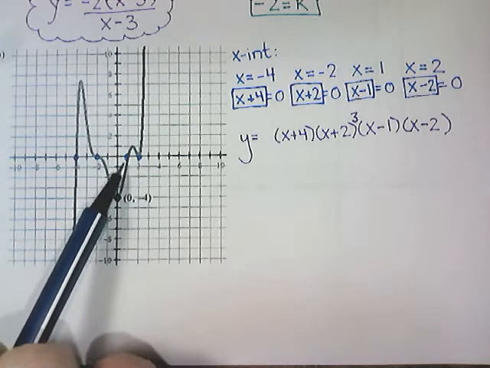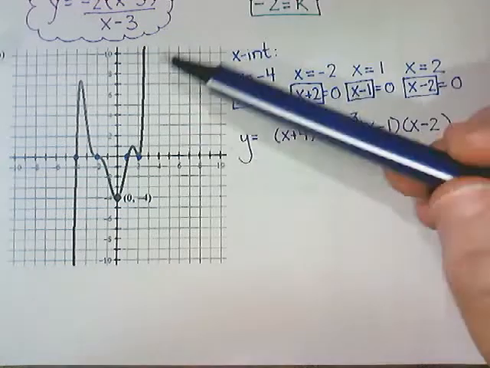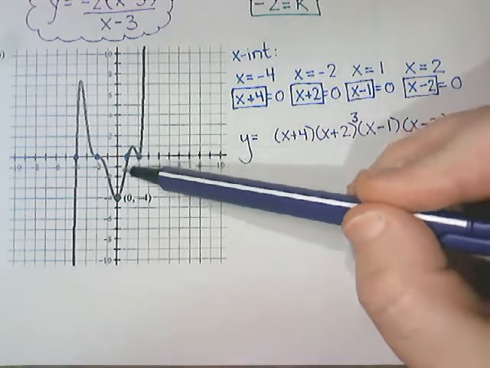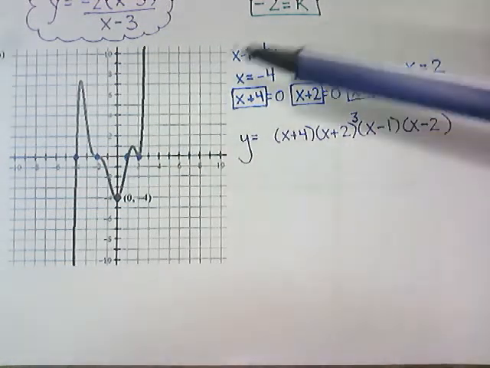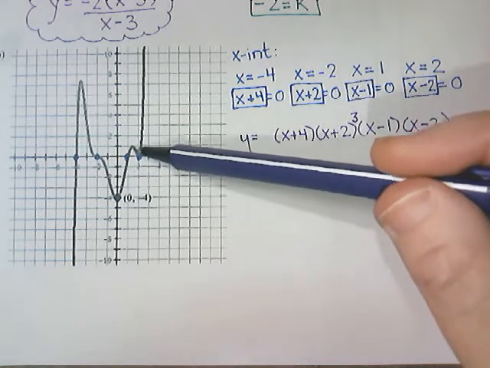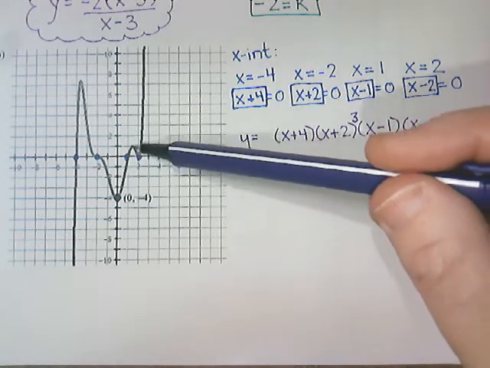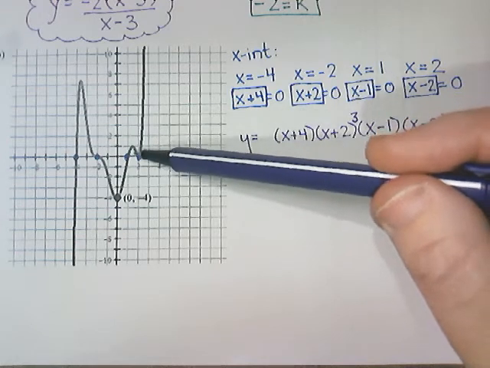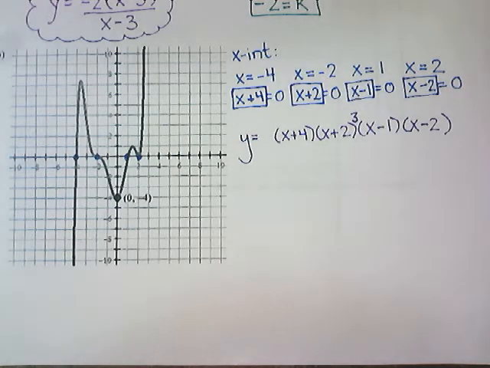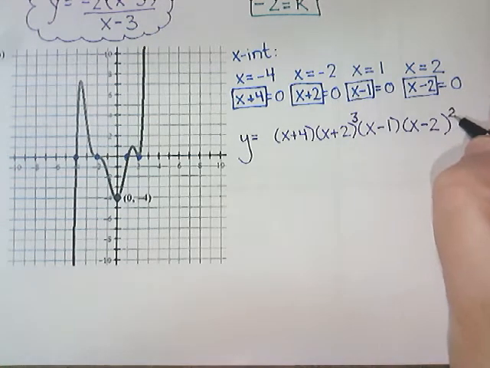All right, the next one at +1 just passes through, so I know that there's no exponent there. And then the one at 2 bounces back. So there's a critical point there at that x-intercept, which tells me that it has a power of 2 or 4 or 6 or 8. I am going to say that I think that it's a square.